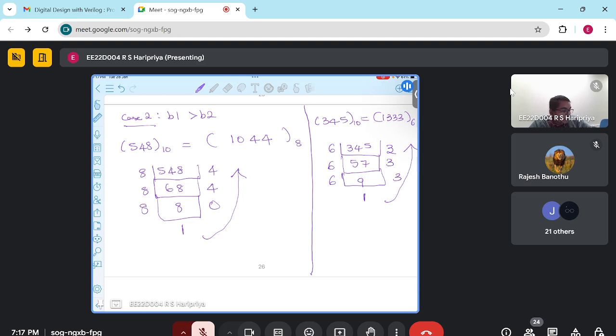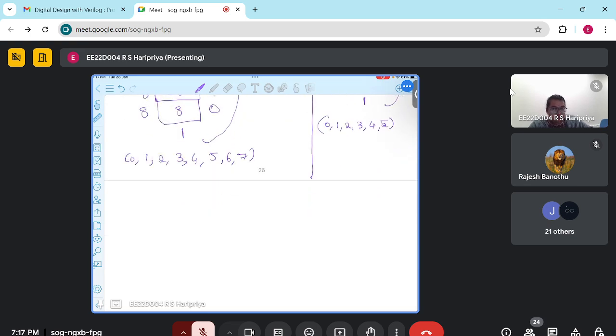Okay, so what will be the valid digits for base 6? It will be 0, 1, 2, 3, 4, 5. And the valid digits for base 8, which is octal. Okay.